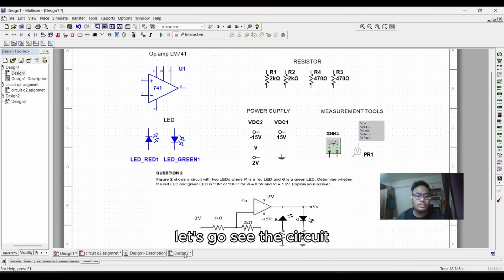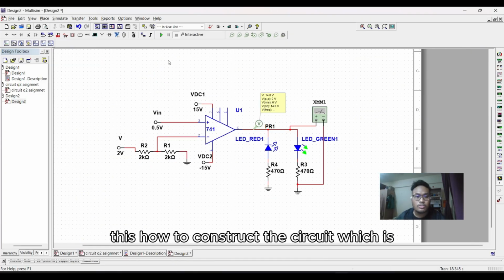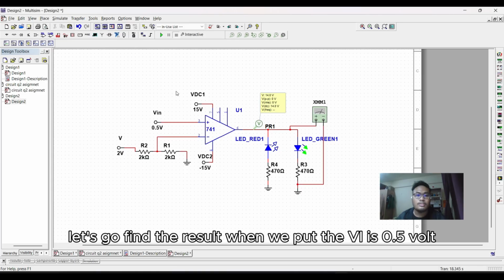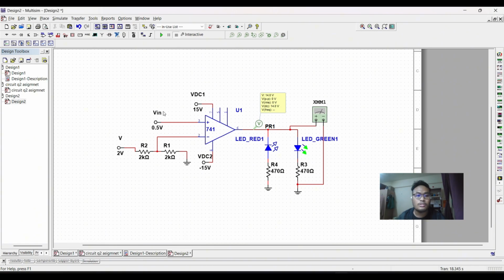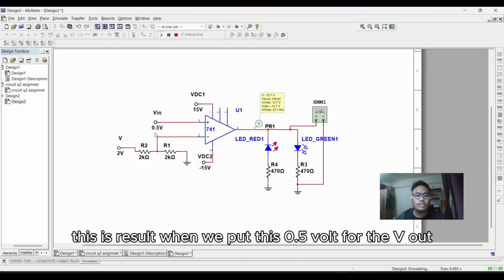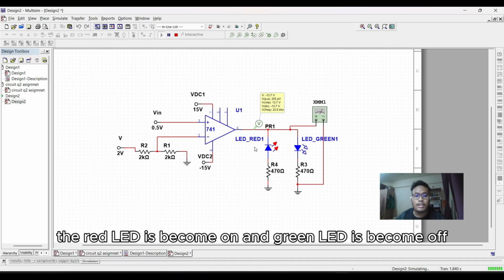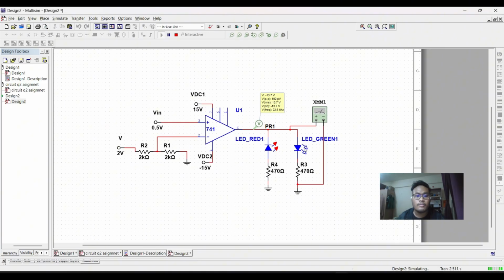Let's go see the circuit. This is how to construct the circuit, following the equation. Let's find the result when we put Vi as 0.5 volt. Okay, this is the result when we put 0.5 volt. For Vout, we got negative 30.7, and the red LED is on and the green LED is off.